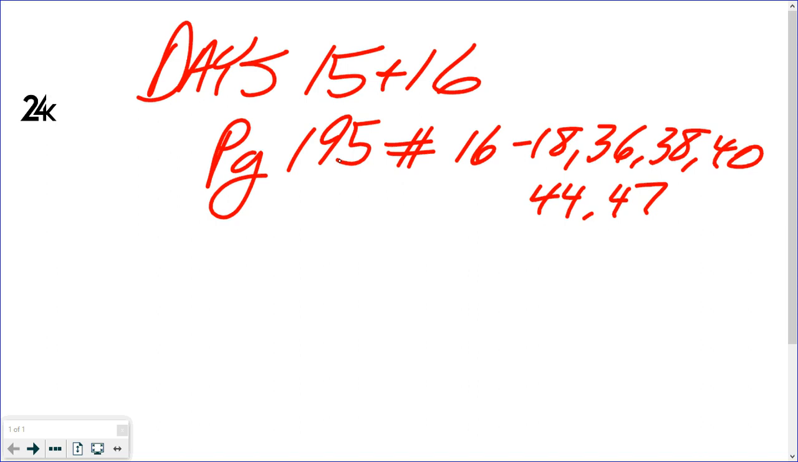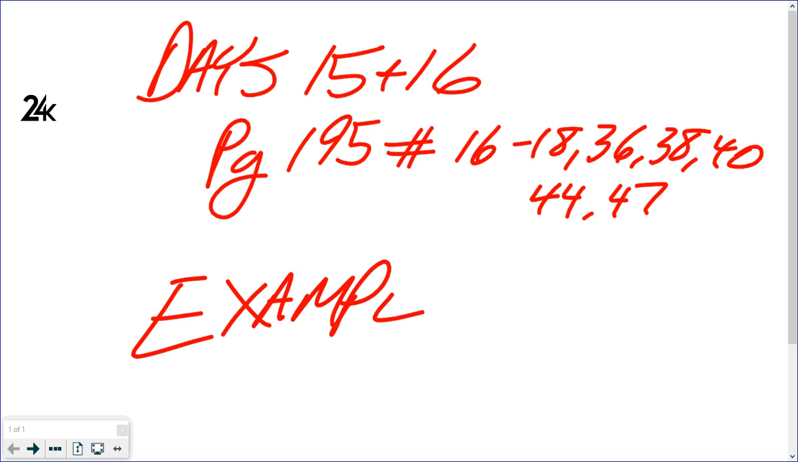Sorry, I have papers strewn on my desk. Just different things. It's just great fun. All right, so here are examples. Right over there. Ready, set, here we go.